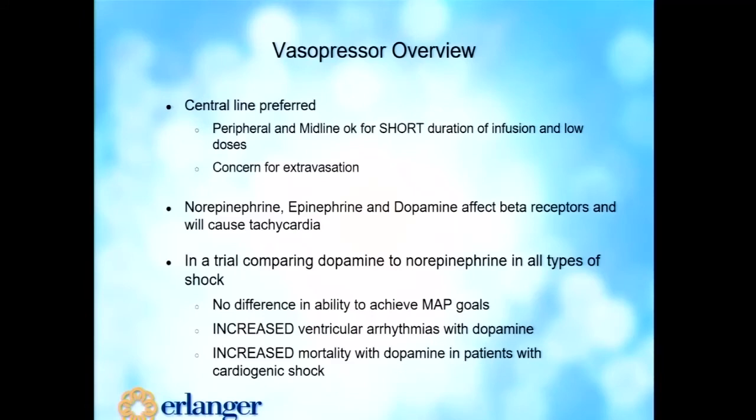Okay, and then as a reminder, norepinephrine, epinephrine, and dopamine all affect the beta receptors and can cause tachycardia. And this is kind of going back over the dopamine and norepinephrine trial that saw no difference in the ability to achieve MAP goals, but you did see increases in ventricular arrhythmias. You actually saw increased mortality in patients with dopamine and cardiogenic shock. So don't use dopamine.